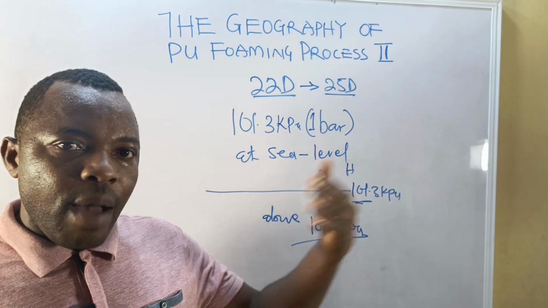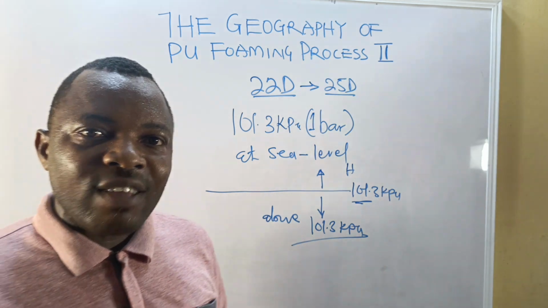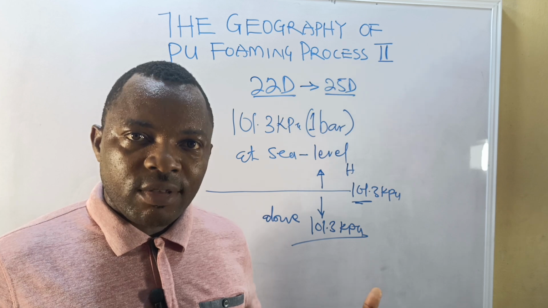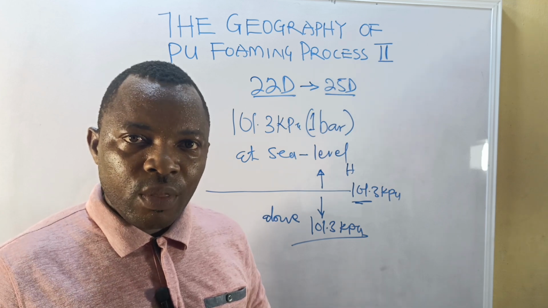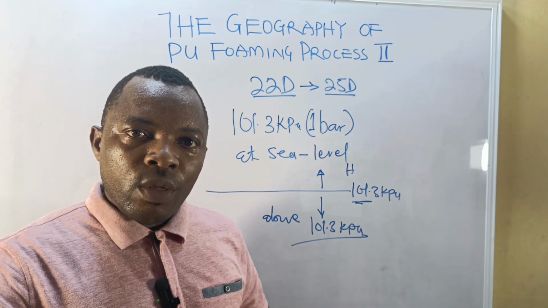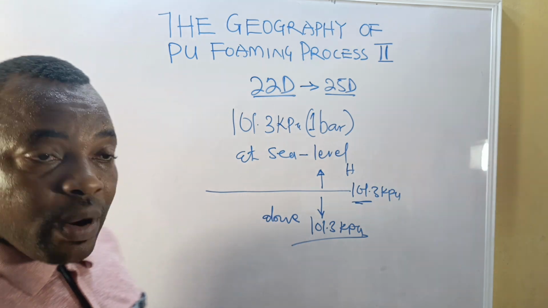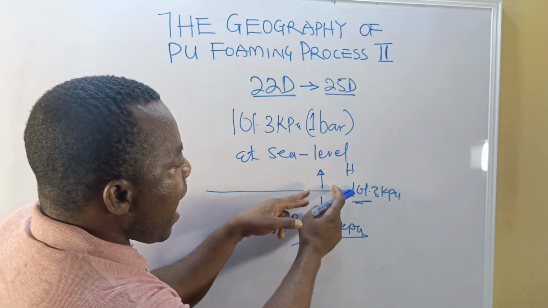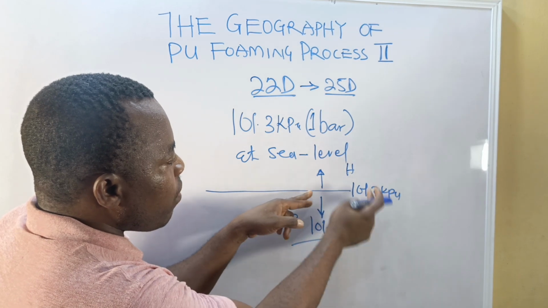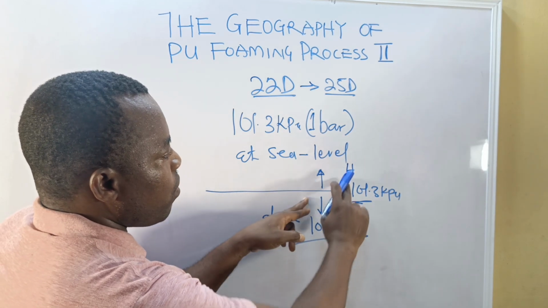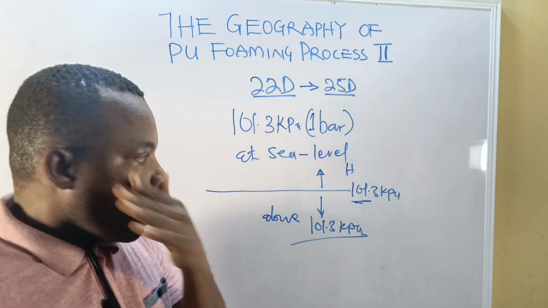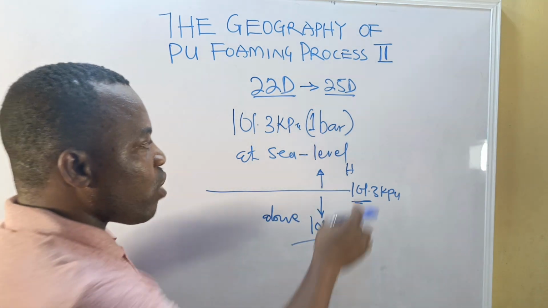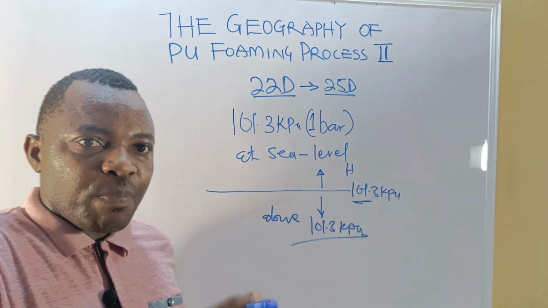You know, at a higher pressure, what happens to the gas molecules is that they are going to be compressed. So at that point, it's restricted. Okay, at a lower pressure, the gas will do what? Expand. So this high value above sea level would affect the reaction by restricting how the gas would expand.